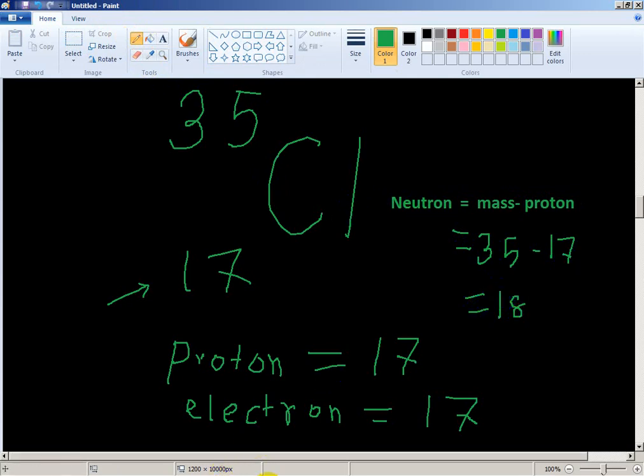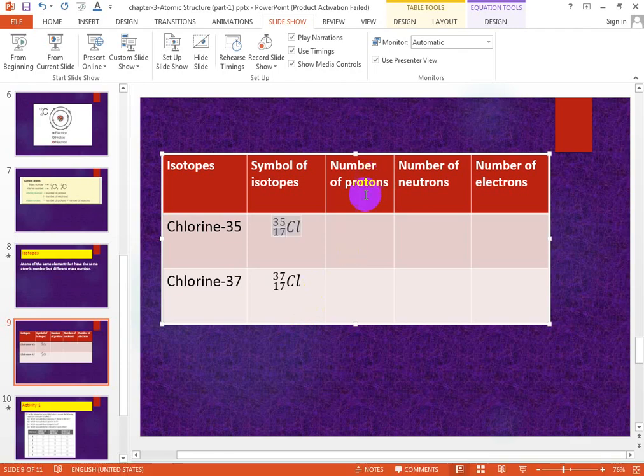Okay, now you will fill this one. How much is the proton number for this one? Proton number 17, neutron number 18, and electron number 17.